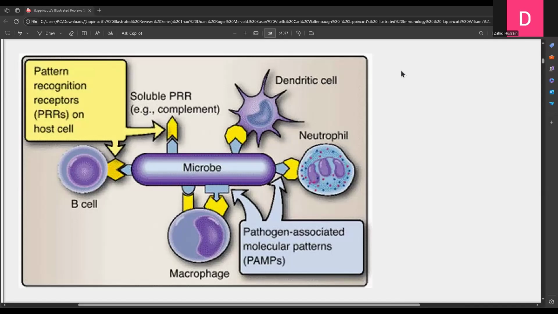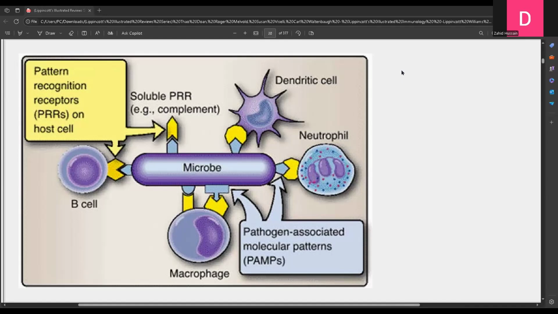Hello, viewers. Today we learn about pattern recognition receptors. The immune system, or cells of the immune system, have the ability to recognize microbes with the help of these pattern recognition receptors.